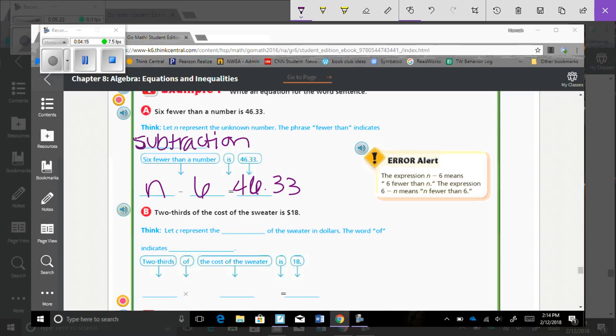Looking at B, 2/3 of the cost of the sweater is $18. Okay, we're thinking C is going to represent the cost of the sweater in dollars. The word of indicates multiplication, which I hope you all remember. Okay, so now we're just going to write it out. 2/3 of, which is multiply, the cost of sweaters, which is C, means equal, and 18. That's all we're doing there.